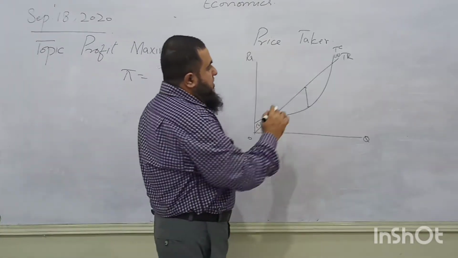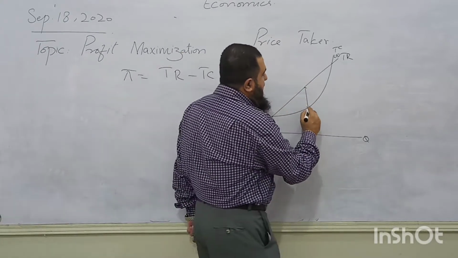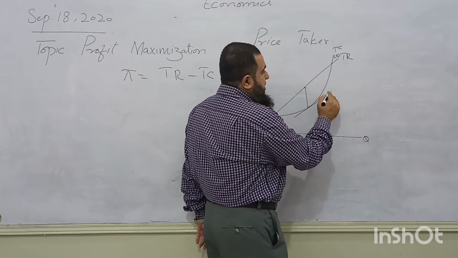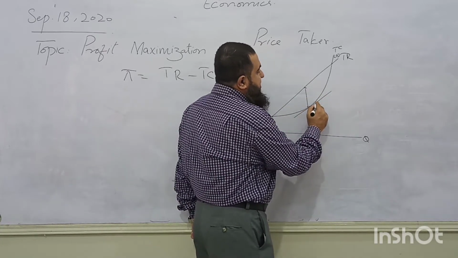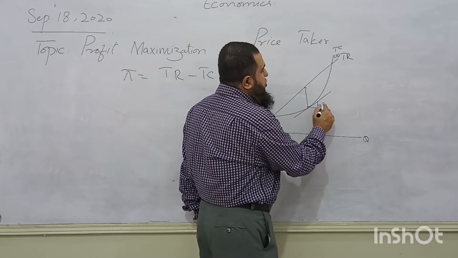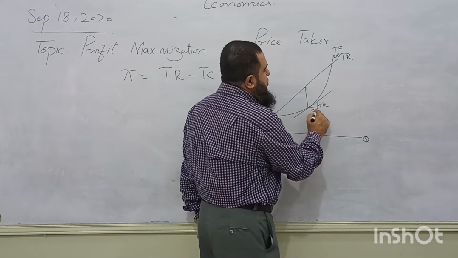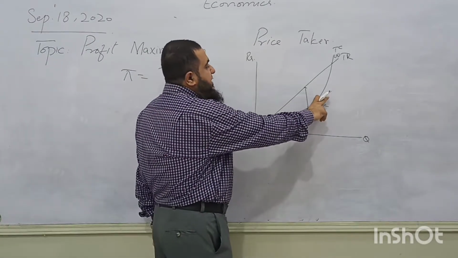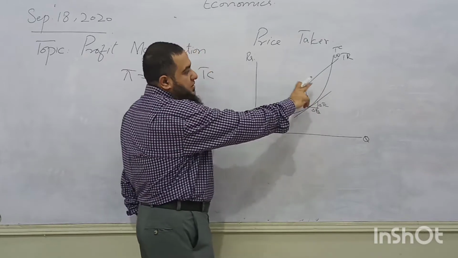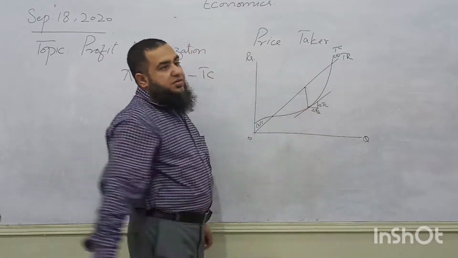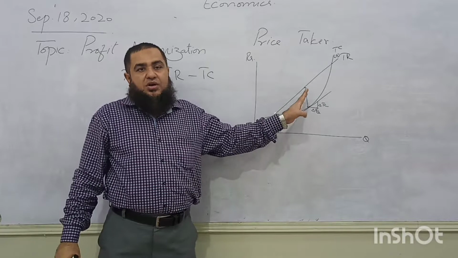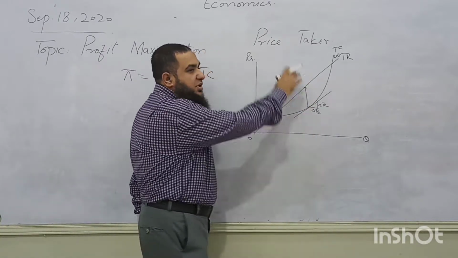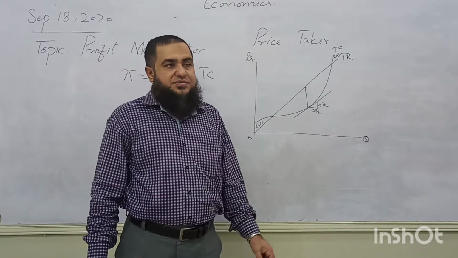If you look at the slope of total cost, we draw a tangent line at this level of output. So we say this is the slope of total cost, the change in total cost due to change in quantity. This tangent line is parallel to the total revenue line. The slopes of total revenue and total cost will be parallel, and at that point we find the maximum gap between revenue and total cost.